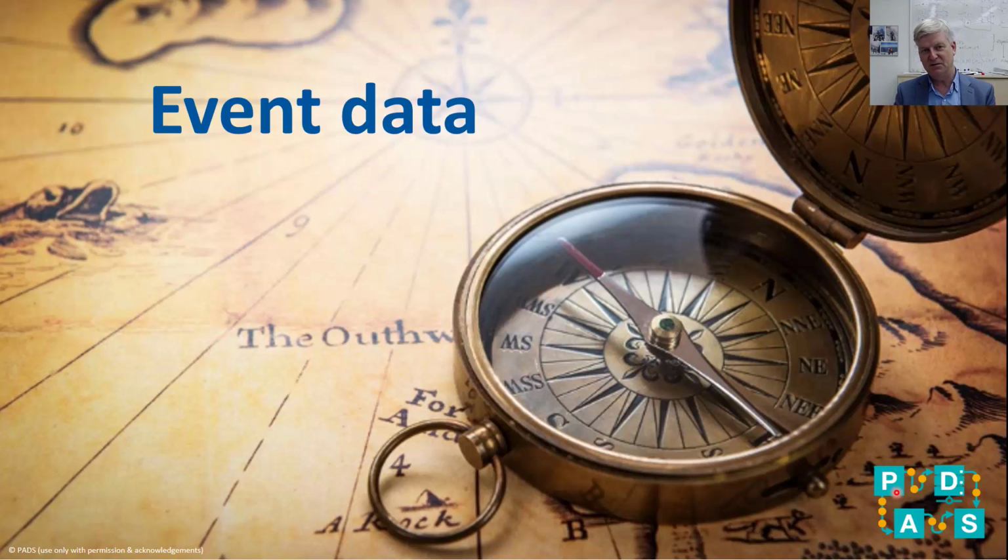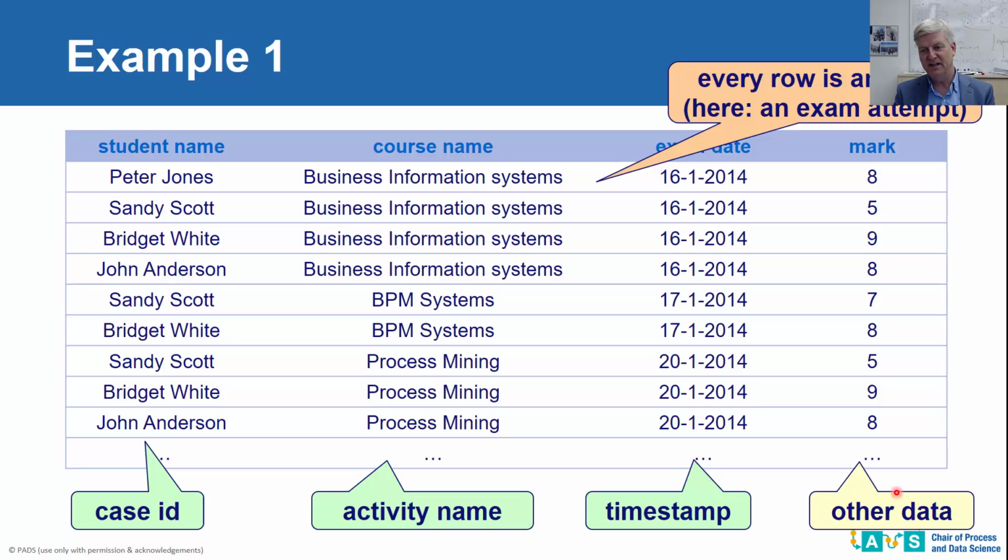Let's now get back to the basics. In the previous lecture, I already showed you what event data are. We have also seen that before. Every row corresponds to an event, something that has happened. We require at least the case ID, activity name, and timestamp, as we have seen before, also in the initial example in this lecture.